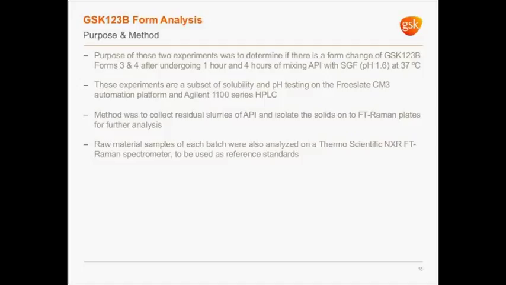In order to have a baseline for the form analysis, an identical set of experiments was also conducted using the free acid drug form. All of the sample wells were centrifuged and then filtered. They were measured for post-test pH and then placed on an HPLC for solubility measurements. The residual solids that remained in each vial were prepared for form analysis, but this time using a Thermo Scientific FT-Raman spectrometer. And this particular spectrometer is designed to work with 96 well plates.